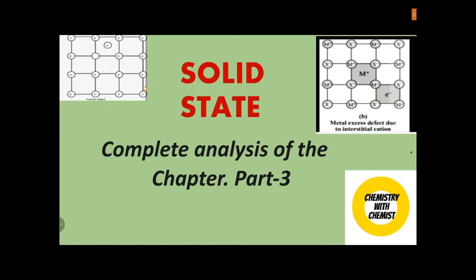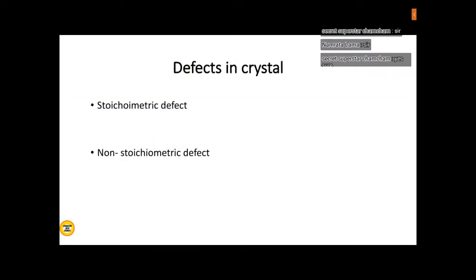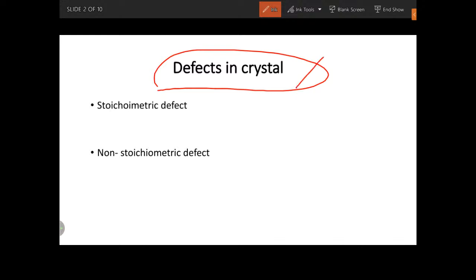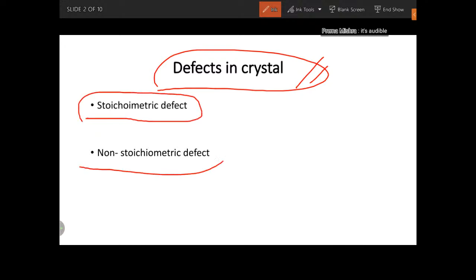Okay, so without wasting time, today we will discuss the new topic that has come, that is defects in crystal. This is the last topic that we will discuss in this chapter. When we talk about defects in crystal, we have two types of defect: one is stoichiometric defect and the other is non-stoichiometric defect.